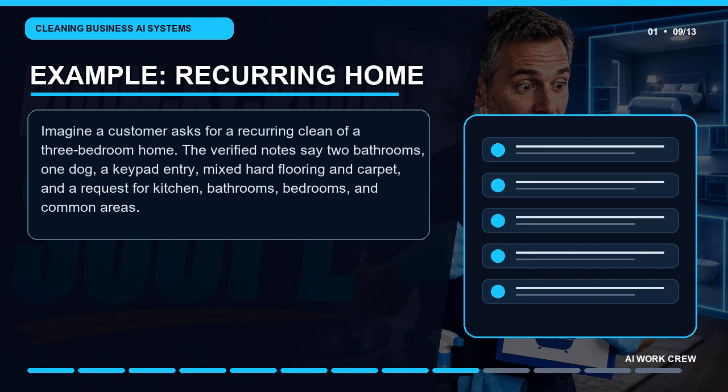Imagine a customer asks for a recurring clean of a 3-bedroom home. The verified notes say 2 bathrooms, 1 dog, a keypad entry, mixed hard flooring and carpet, and a request for kitchen, bathrooms, bedrooms, and common areas. The notes do not confirm interior appliances, blinds, linen changes, or the condition of the shower grout. A good AI draft keeps those items outside the base scope, or marks them for review. It does not quietly add them because they appear on somebody else's checklist.